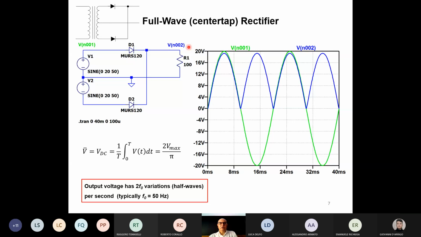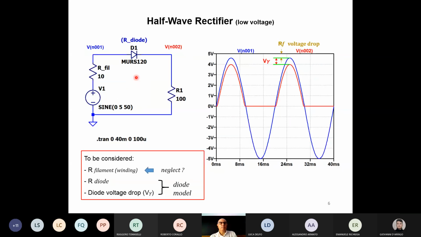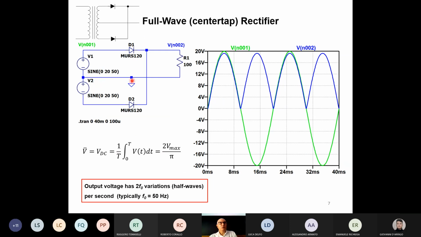Vn2 is the voltage on the resistance R1, the voltage referred to ground. What I want to say is that when you do simulation, you always need to place a ground somewhere. Also before, you see, I placed the ground here. If you don't put a ground in a simulator, it will give you an error, divided by 0 matrix and things like that. So you always need to fix a ground somewhere. Otherwise, the simulator will not start, because all the voltages are calculated with reference to the ground point.